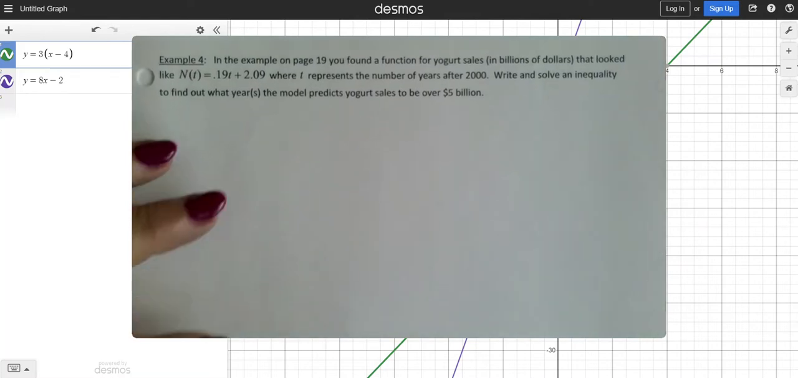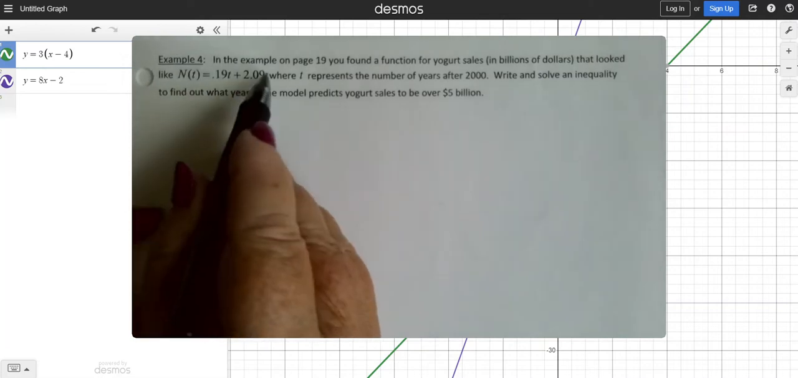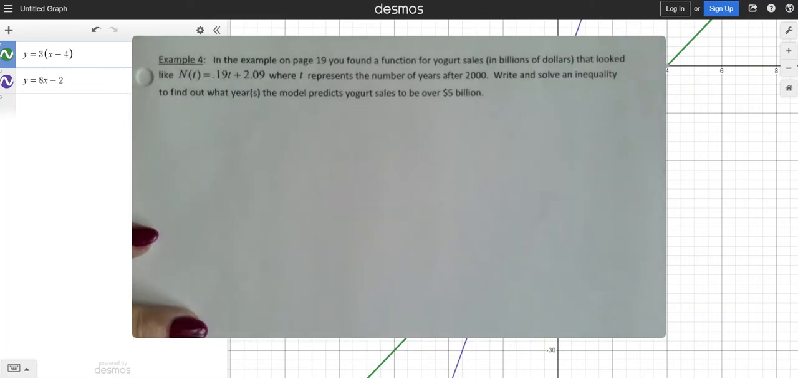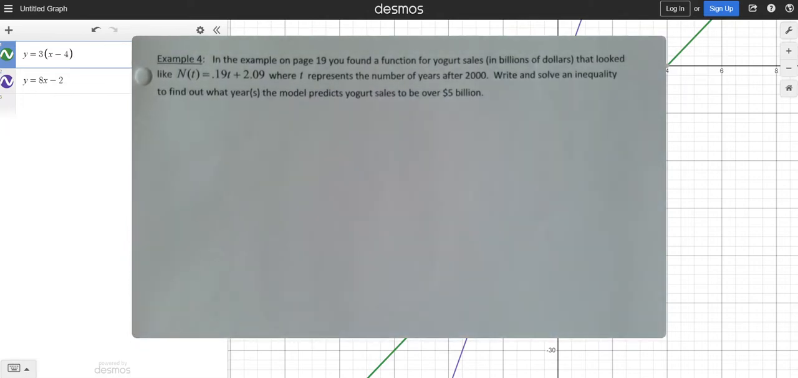A little bit ago, we did that example about the yogurt sales, and we found an equation like this, right? We already found the equation, so we won't do it again, but we actually did this one from the data when we did this problem before. Yogurt sales in billions of dollars was n of t equals 0.19t plus 2.09, t representing the number of years after 2000. We are now supposed to write and solve an inequality to find out what years the model predicts our yogurt sales to be over $5 billion.